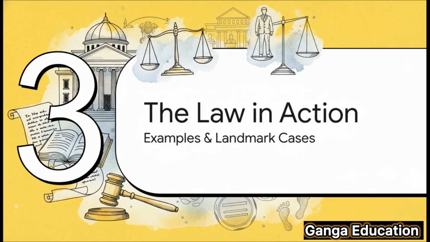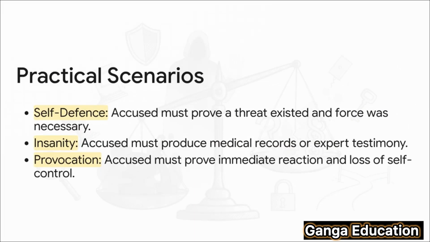Okay, so we've covered the theory. Now let's see how this all works in practice. We'll look at a few examples and some landmark judgments to make the whole concept absolutely clear. Let's think about a few scenarios. If an accused pleads self-defense, they have to prove that there was a genuine threat and that the force they used was only what was necessary. If the plea is insanity, the accused needs to bring evidence, like medical records or expert testimony, to prove they were of unsound mind at that time. And if they're claiming grave and sudden provocation, they have to prove that the provocation was so intense and so sudden that they completely lost their self-control.